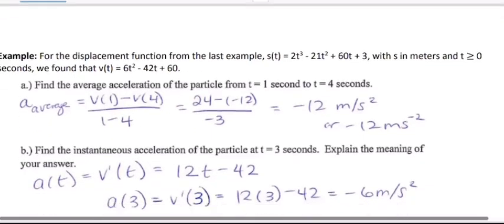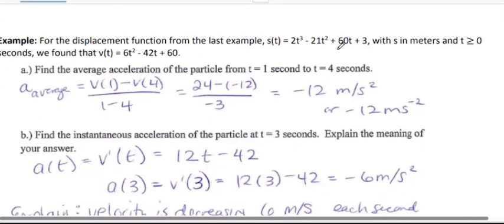Okay, so I think I gave more examples here. You've got this displacement function, and then you're told that you already have a velocity function. Don't forget, we got this by differentiating. So this has already been done. But the question they ask is to find the average acceleration of the particle from t equal to 1 second to t equal to 4 seconds.